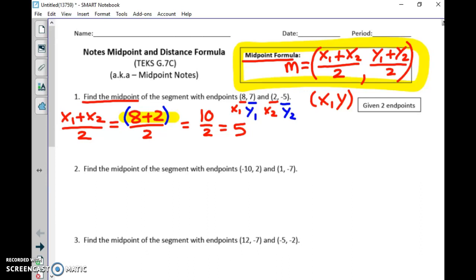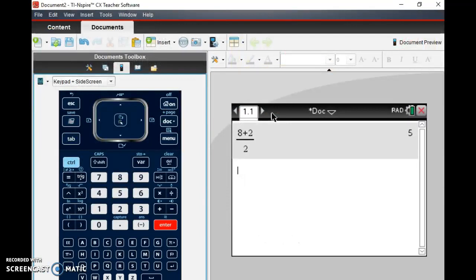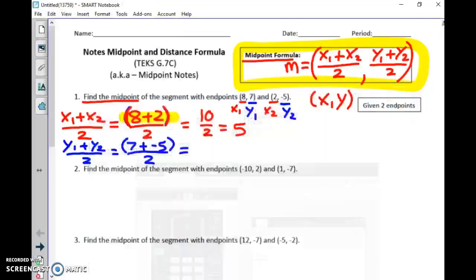Now, by the way, we'll make that red, because we're going to use blue for the y's. So below that, if you have room, y1 plus y2 over 2 equals, and what are my y values? 7 and negative 5. So 7 plus negative 5 over 2. Again, this top part needs to be in parentheses. You need to do that first before you divide by 2. So let's just cut to the calculator. Parentheses, 7 plus, the negative sign is right here, negative 5 and the parentheses, and then divide by 2. We get 1, because 7 plus negative 5 gives me 2. 2 divided by 2 is 1.